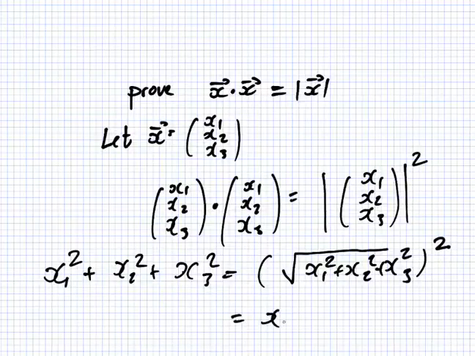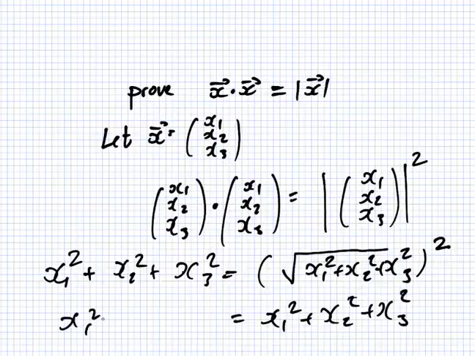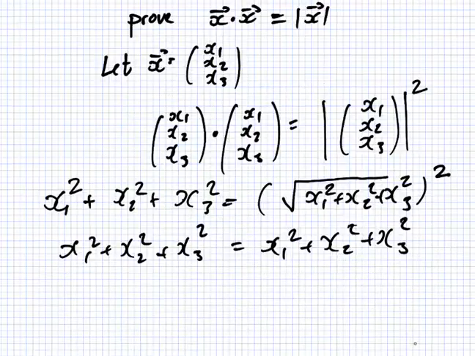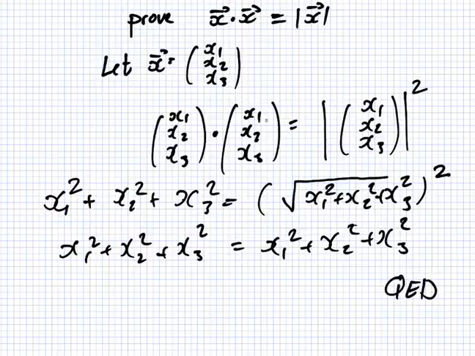So this is x1 squared plus x2 squared plus x3 squared. And this is the same. So we've proved this one. This is the end of the proof then. So this is what I mean by the first type of problem. It can be proven by making a replacement. Once you write that down, I'd like you to try the next one.